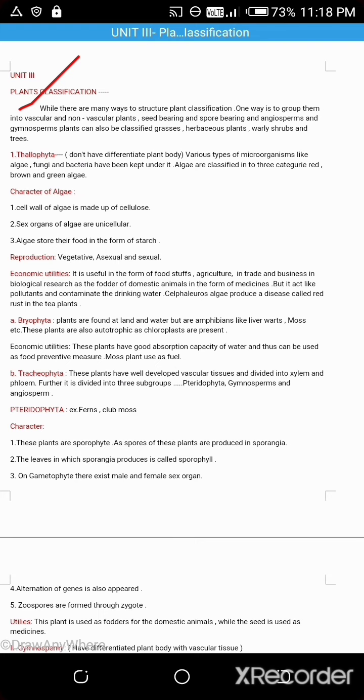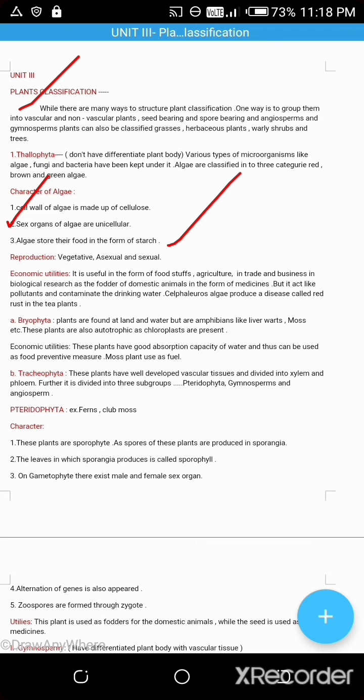Now, characters of algae. Number 1. The cell wall of algae is made up of cellulose. Number 2. The organs of algae are unicellular. Number 3. Algae store their food in the form of starch.